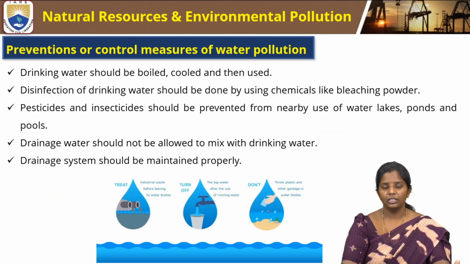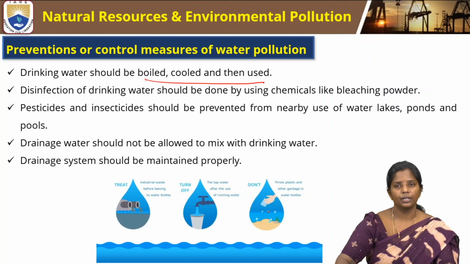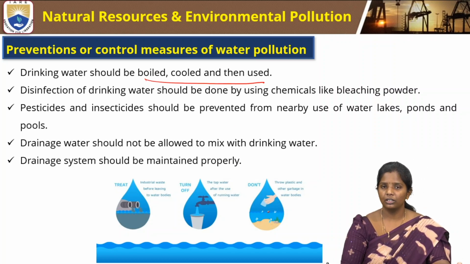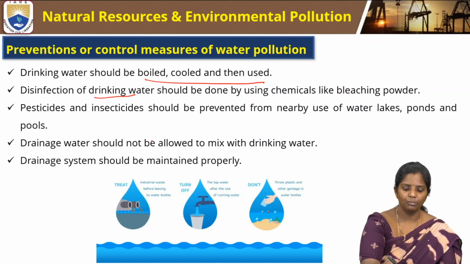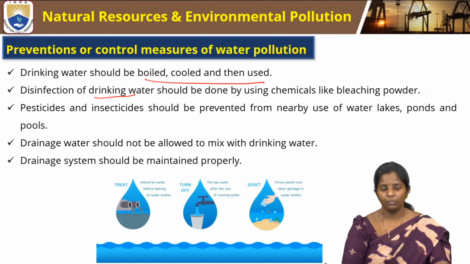So what are the prevention methods or the control measures for this water pollution? We should always think of drinking water being boiled, cooled, and then used, especially in the rainy season, because we really don't know how the source of the pollution occurs. So it is more important to boil, cool, and then use for drinking purposes during the rainy seasons. And disinfection is also one of the methods, wherein we use chemicals like bleaching powder. The bleaching of water is done before the municipal water supply, so the water will be bleached and then supplied to the population so that they are least affected.